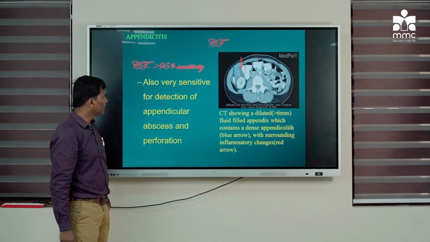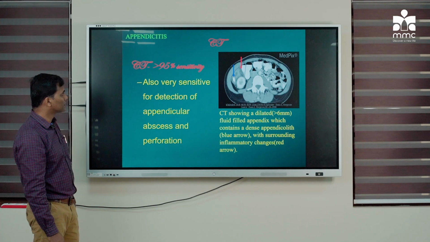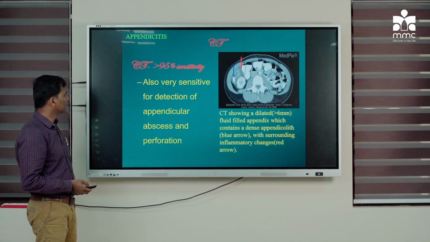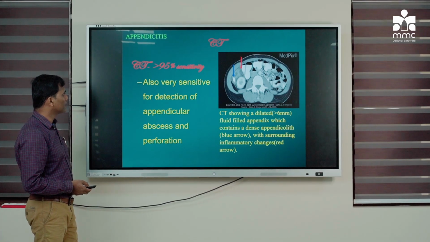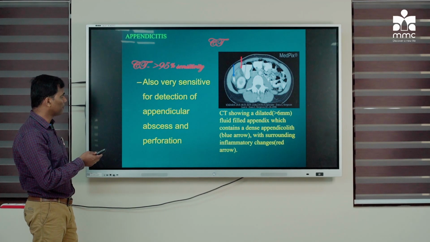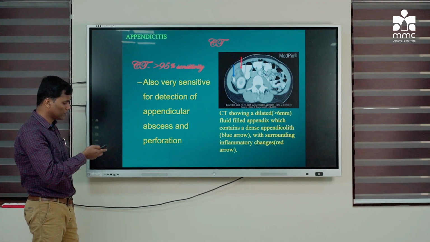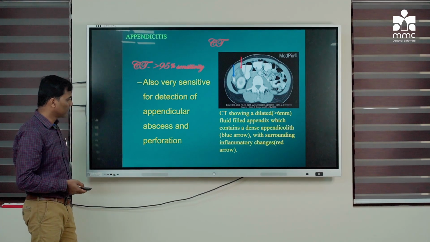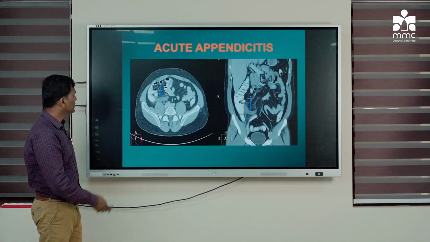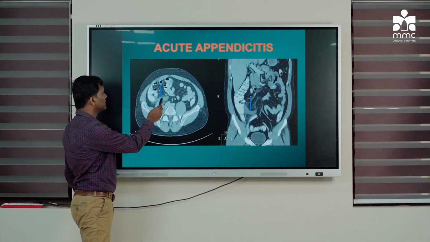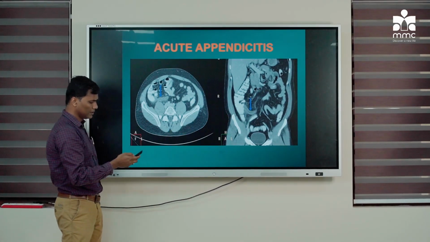On CT, the CT has more sensitivity. It may detect almost all appendicitis cases, and in addition to that you can see other periappendiceal fat changes and appendicolith. These are all better visualized, and also complications of appendicitis like appendicular abscess formation and perforation. You can see this is another case of appendicitis. You can see this is the appendix, a fluid filled distended appendix.